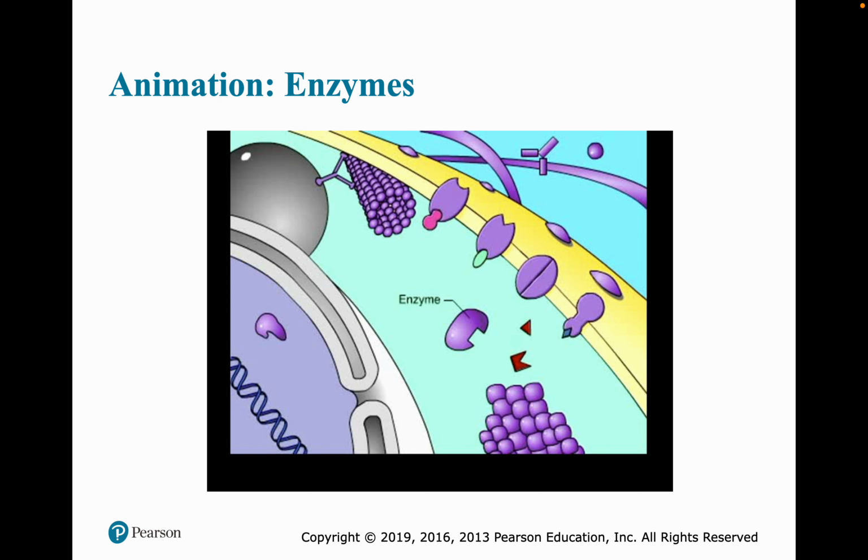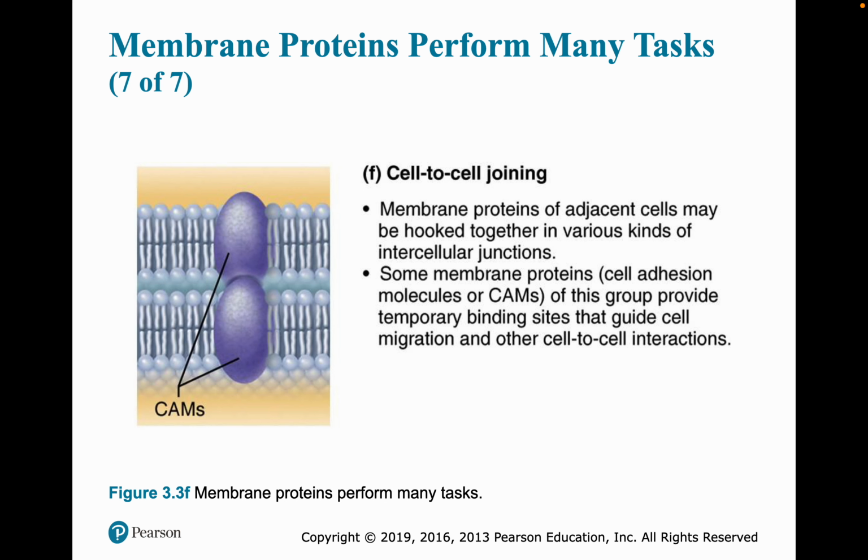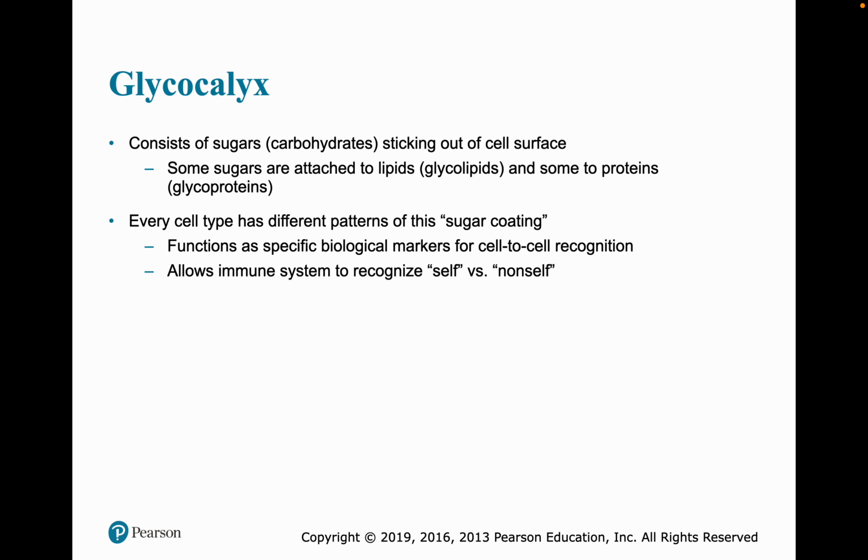Okay, and then we have attachment to the cytoskeleton or the extracellular matrix, depending on whether it's internal or external. That's going to help maintain cell shape, fixes it in certain locations, and has a role in cell movement when movement is part of the cell's job. We also have connections that are for cell-cell joining. They're hooked together with cell adhesion molecules, which we'll talk about later on in section 6, I believe. They provide temporary binding sites and guide migration.